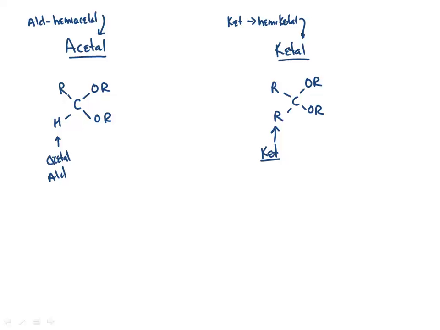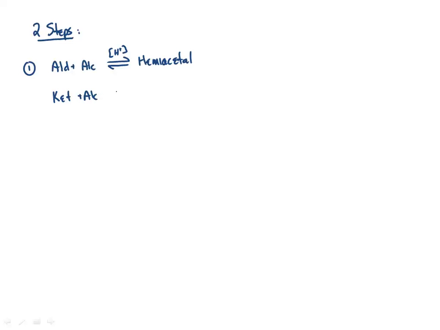So, the series of reactions we're going to talk about next, I call them acetal-ketol reactions. That's as good a name as any. And so there's two steps, and we're going to talk about them at the same time. The first step is we're going to have aldehyde plus alcohol goes to hemiacetal. And then obviously a ketone plus an alcohol goes to what?